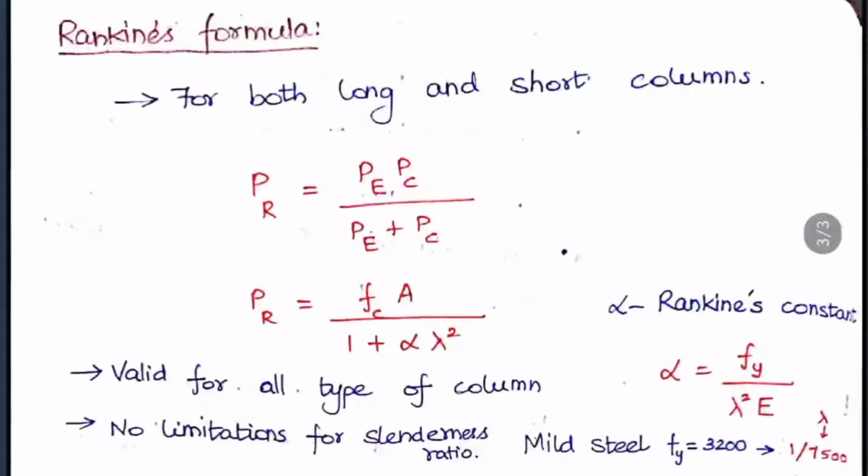So here we know FC is the yield stress of that column and A is the area, and alpha is nothing but the Rankine's constant specifically used here, and lambda is the slenderness value, okay. Alpha is expressed as Fy by pi square E. So it actually varies with the Fy value of different steel. What steel you are using in that column, based on that the Fy value differs, and so the alpha value also differs, okay. So this is valid for all types of columns.